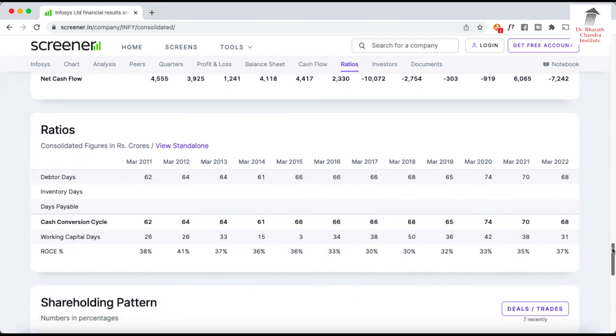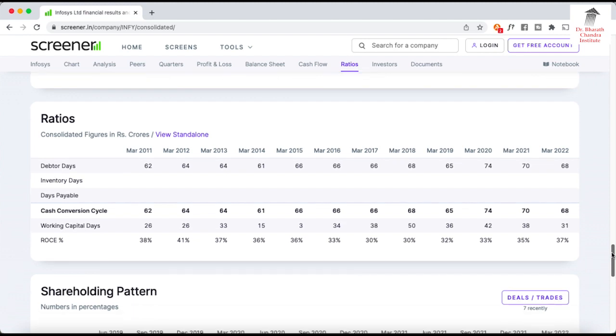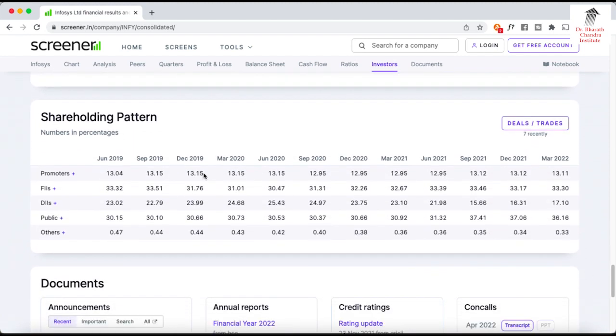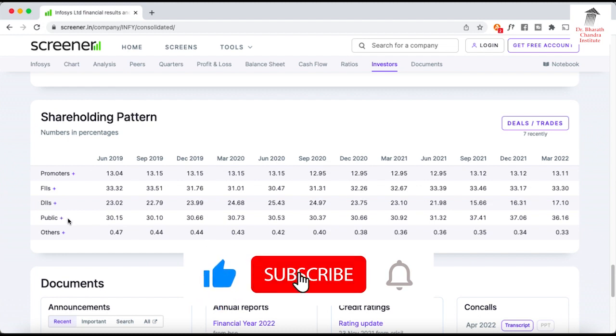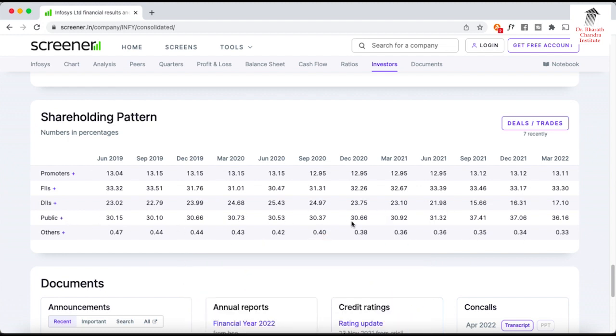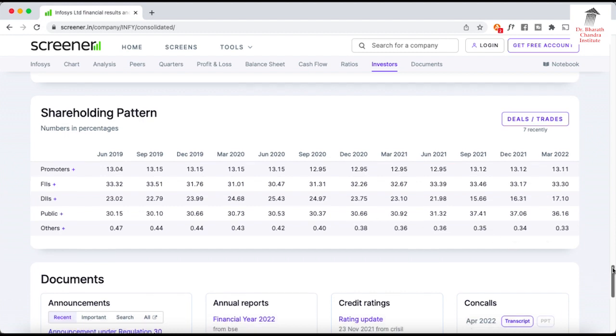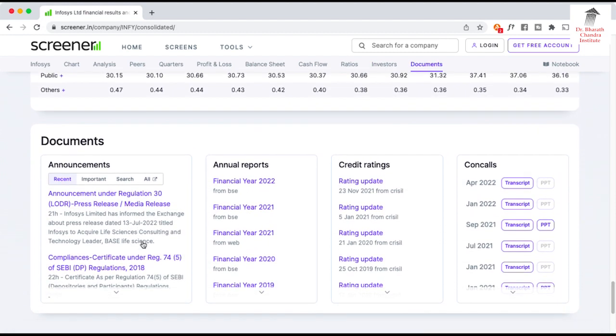Similarly, ratios. Again, you need good accounting knowledge, but you can ignore them if you don't have it. It may not be the most important thing to see to buy a stock. Shareholding pattern, again given in percentages right from June 2019: what is the promoter stake, FIIs, retail investors, that is the public. Everything is given, and how it has changed over the years is also very clearly seen. At the bottom, they have any announcements which have come up recently.